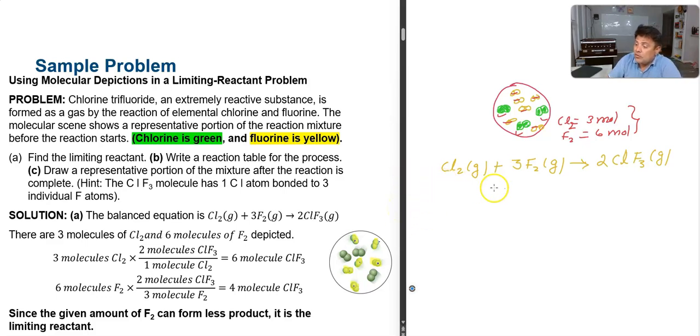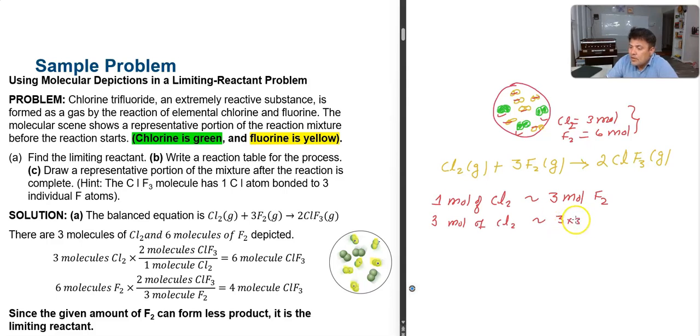So what your equation says is that 1 mole of chlorine is equivalent to 3 mole of fluorine. So see, how many moles of chlorine do you have? 3 mole of chlorine, right? 3 mole of chlorine is equivalent to what?